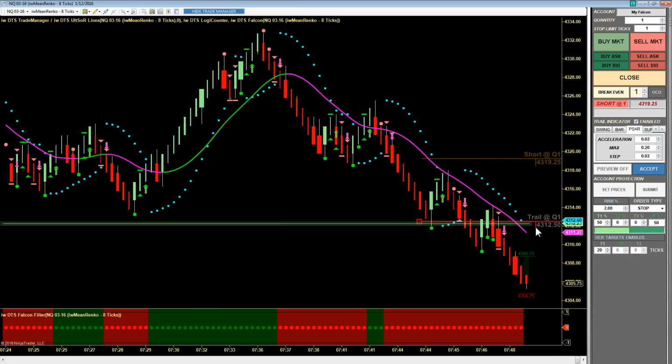See, parabolics holding me back a little bit here. Parabolics tend to do that as the trend is developing, and then as the trend weakens, the parabolics will hurry up and get you in a little bit tighter. That's the nice thing about the parabolic for a stop strategy: if the market is trending, it does a pretty good job of holding you in for most of that trend.